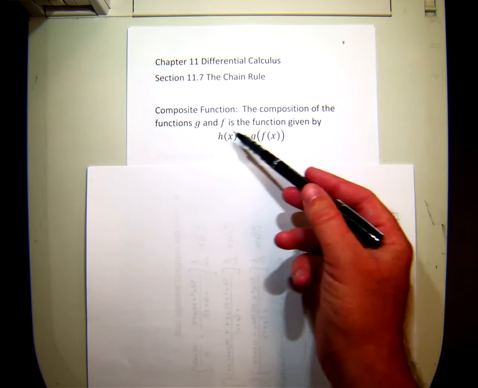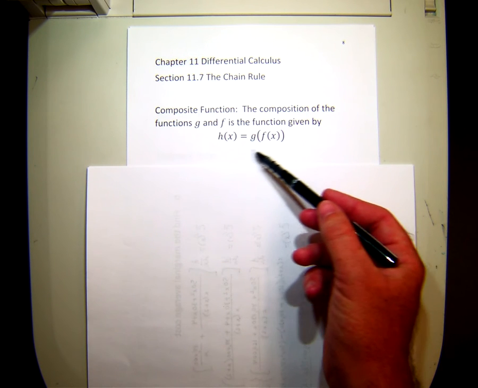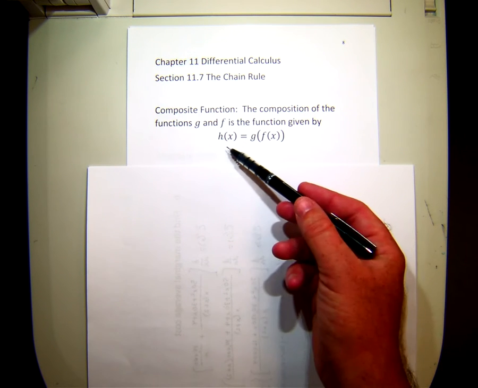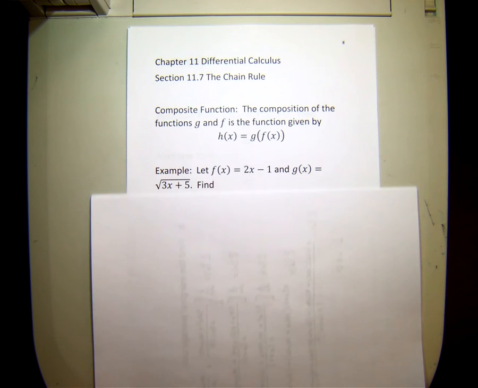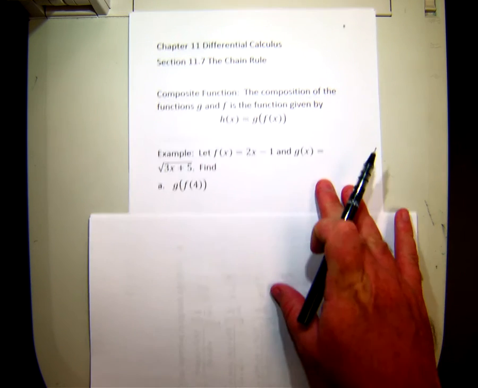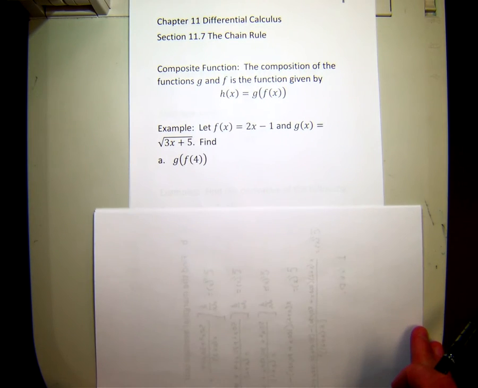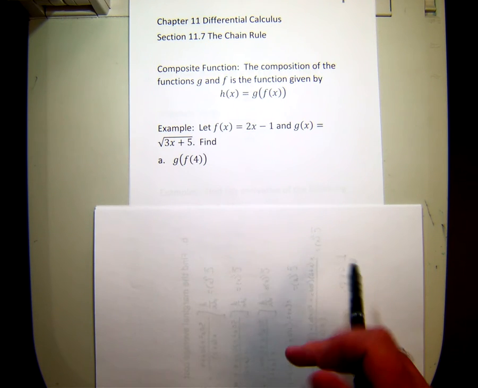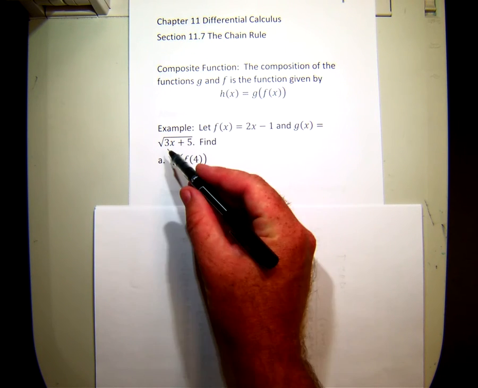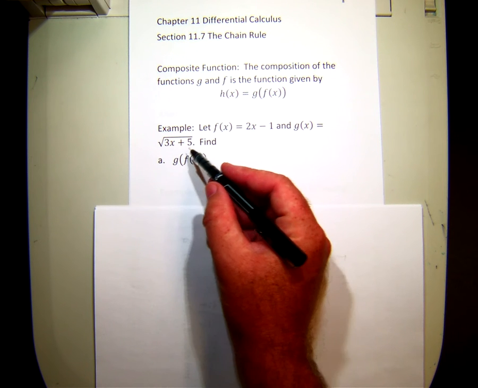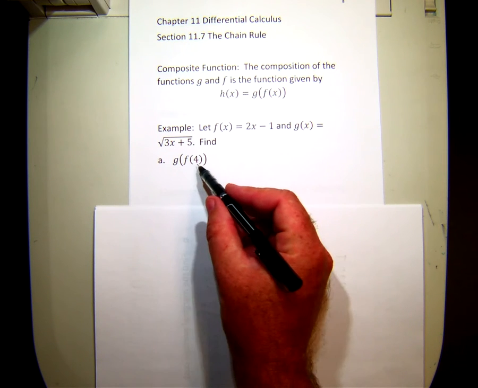The composition of functions means when you plug one function into the other one. So h of x is g of f of x. Here's an example of how composite functions are used. I'm not talking about derivatives yet. Let f of x equal 2x minus 1 and g of x be the square root of 3x plus 5. Find g of f of 4.